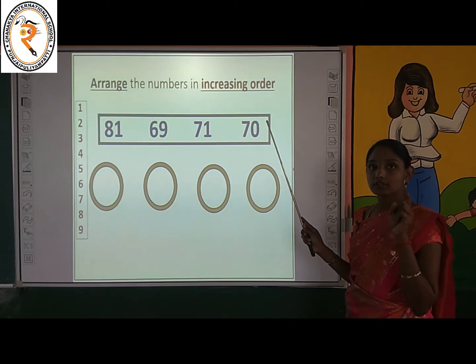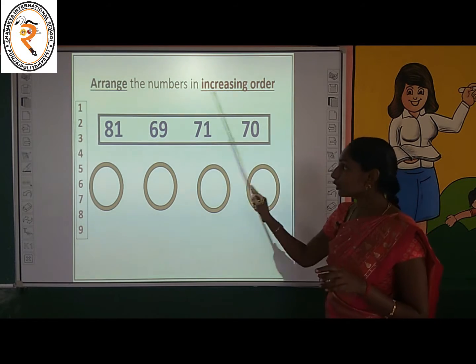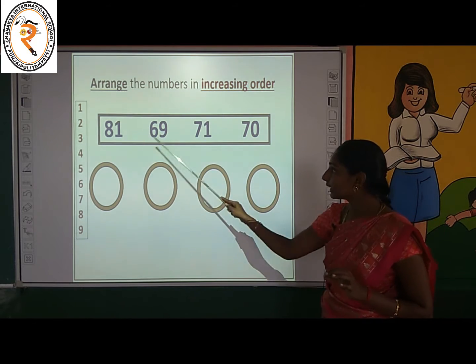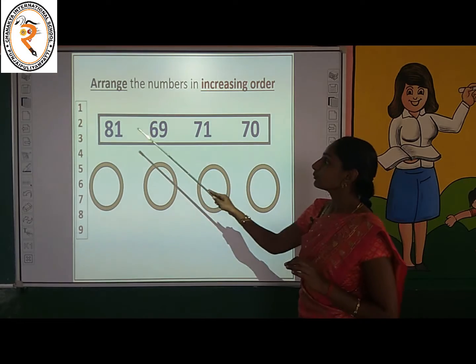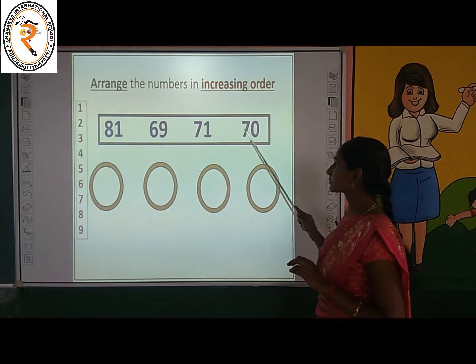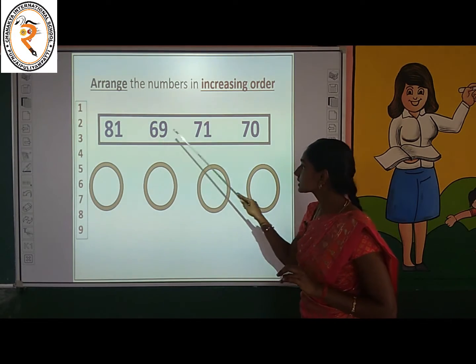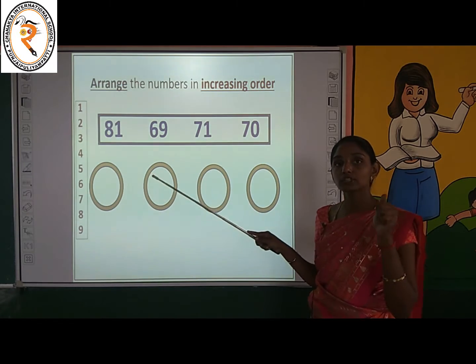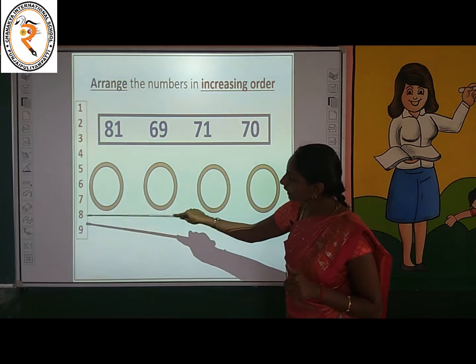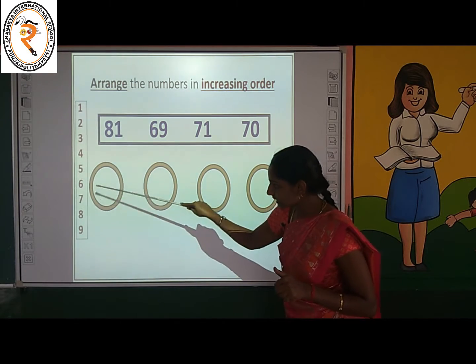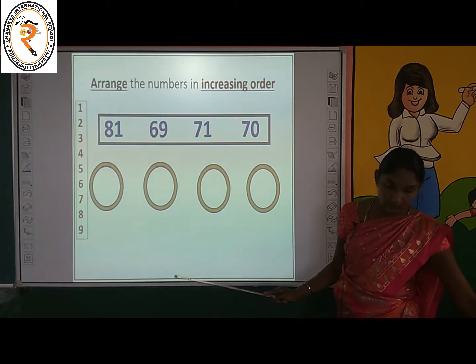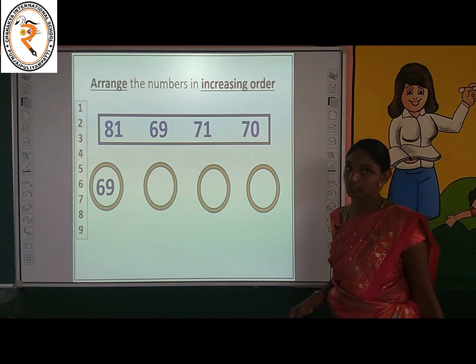Yes, you are correct. First we have to find the smallest number. What do we have to do for that? We have to compare all the numbers by seeing the digits in the tens place. 8, 6, 7, 7. First compare 8, 6, 7 and tell me which is smallest. Yes, 6 is smallest. Only one number begins with 6. That is the smallest. 69 is smallest.